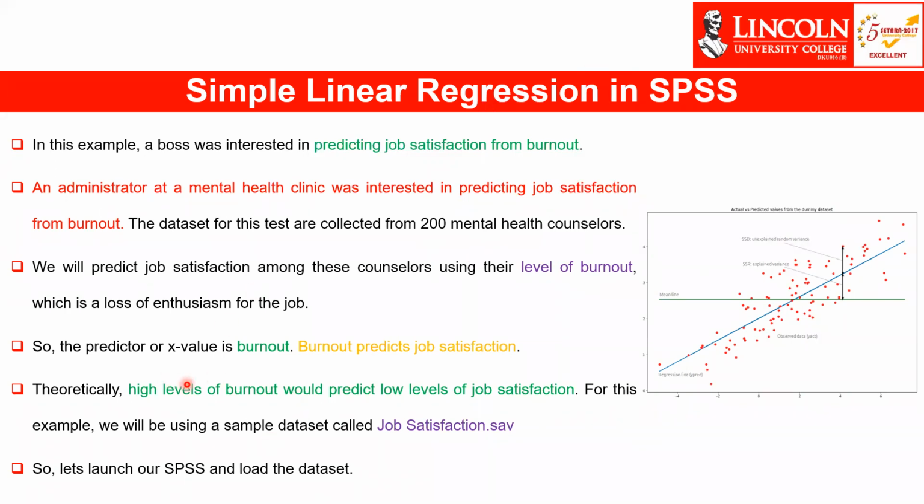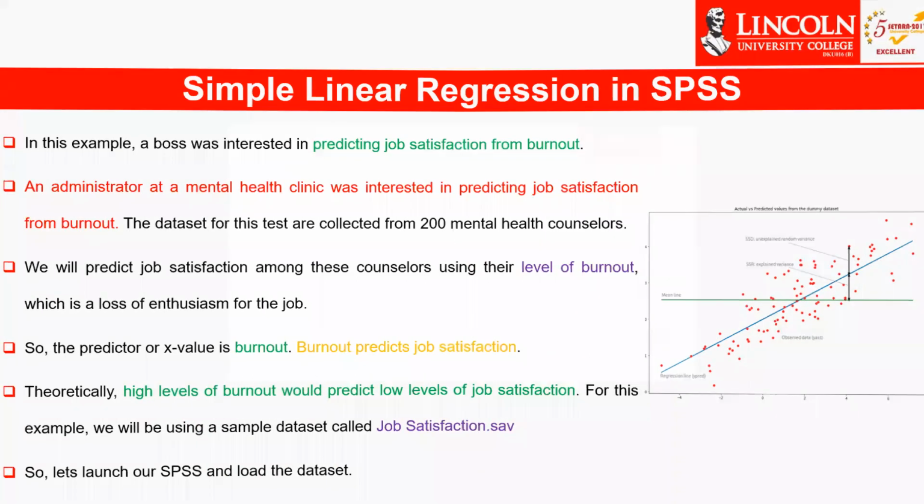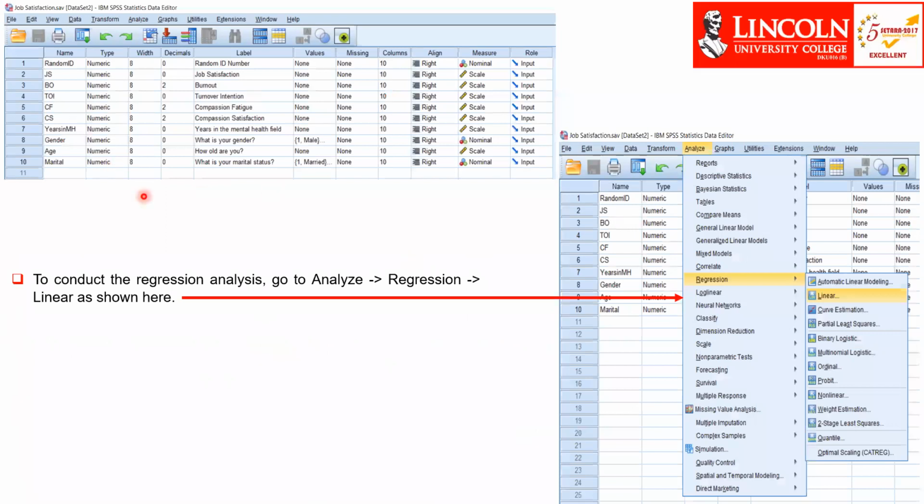Okay, so I'll just continue. Now, let's launch our SPSS and load the data set. This is how the data looks. We have random hardy, job satisfaction for GS, PO for burnout, UI, CF, CL, all this. We just have this variable. And these are the respective ones, some are nominal, some are scale. So to conduct the regression analysis, you go to Analyze, click on Regression, and click on Linear.